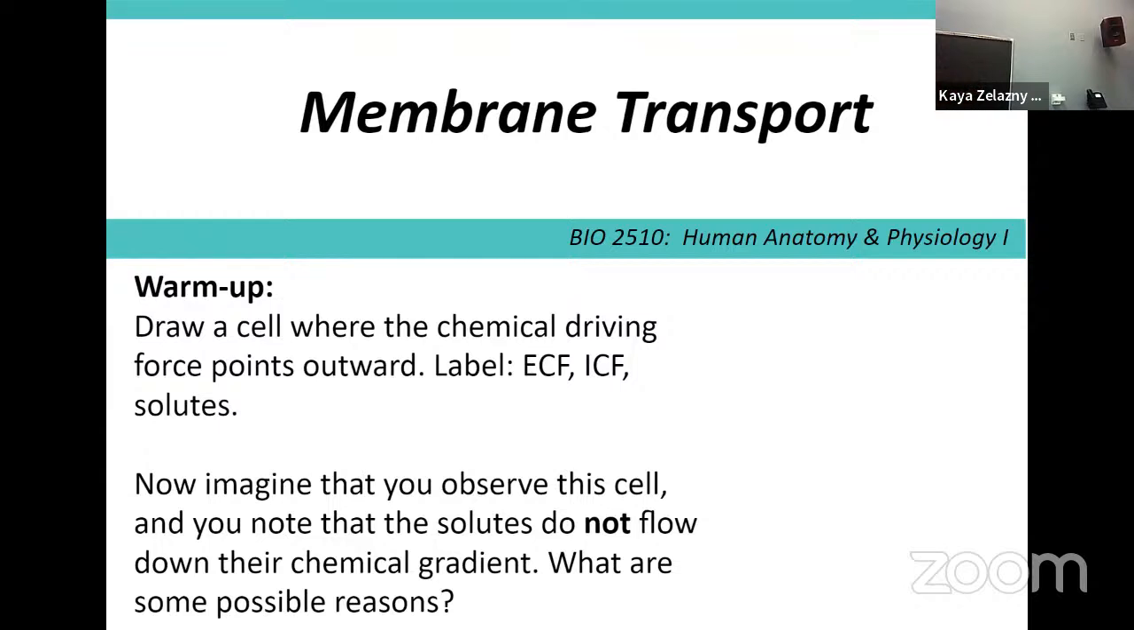And also put on the solute. So the chemicals dissolve in the water. You should be able to tell how many should be where based on that outward pointing chemical driving force. As you're drawing that, once you finish, if you have a couple seconds, think about what it might mean if you were looking at this cell and you saw that those solutes weren't following their chemical gradient. They weren't going the direction you expected based on their concentration. Why that might be.